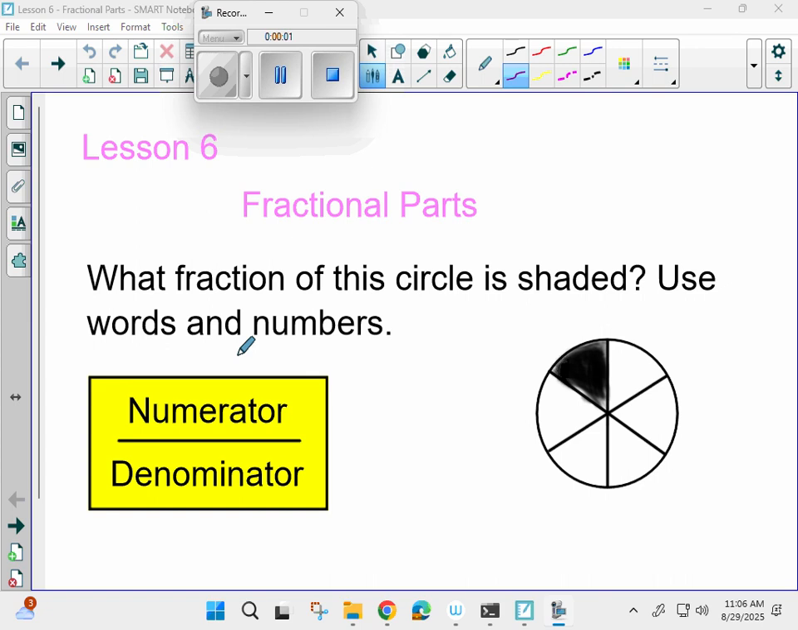Write the title. So lesson 6, fractional parts. This should be mostly a review of fractions, all right? So don't forget, we call the top of the fraction a numerator and the bottom of the fraction a denominator. And this bar actually means divide, right? And fractions are parts of a whole.